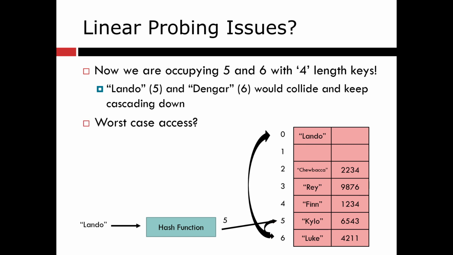What's the worst case access for a linear probing hash table? We can see right now that if our hash function, let's say worst case, gives us the same hash value every time, that means essentially we're just doing a linear search. And a linear search is O(n), which is exactly the opposite of what we're trying to do, right? We're trying to get as far away from O(n) as possible. Okay, so that's not great.